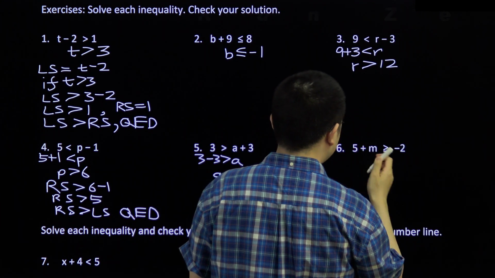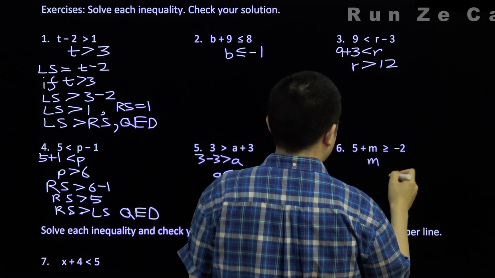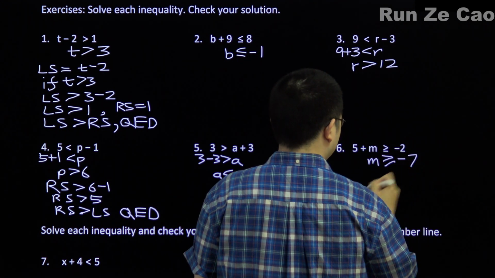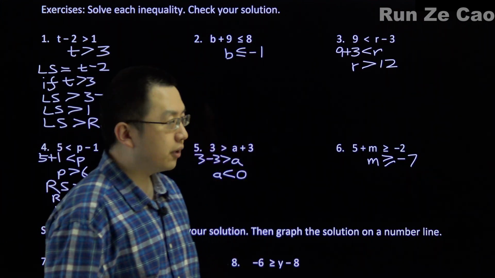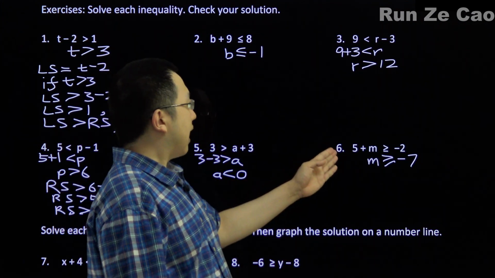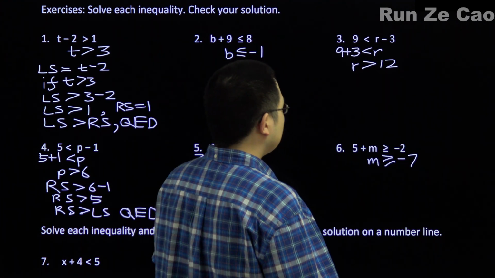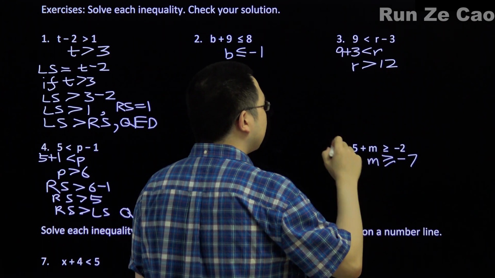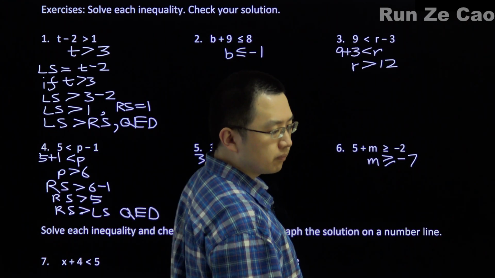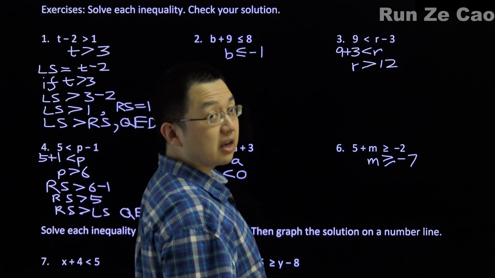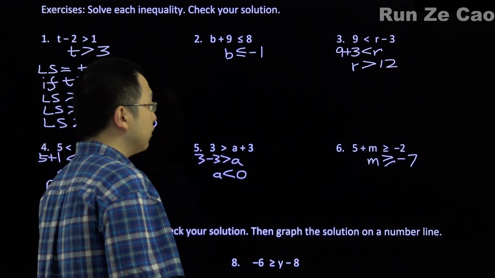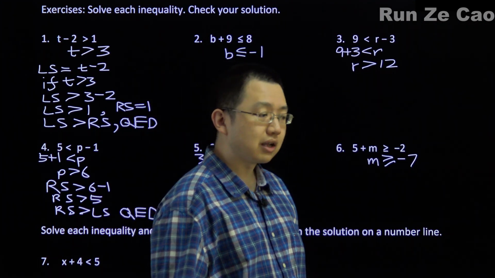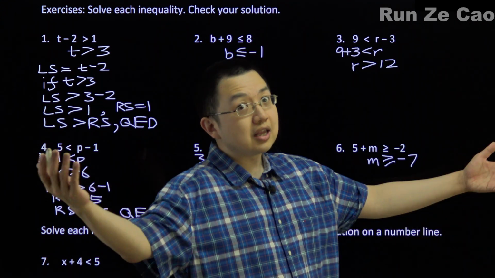5 plus m is greater than or equal to negative 2. M is going to be greater than or equal to negative 2 minus 5, so negative 7. And when we put that back in, we get left side is greater than or equal to negative 7 plus 5. You simplify that and you get greater than or equal to negative 2. Oh, hey, left side is greater than or equal to right side, because right side equals negative 2. QED.